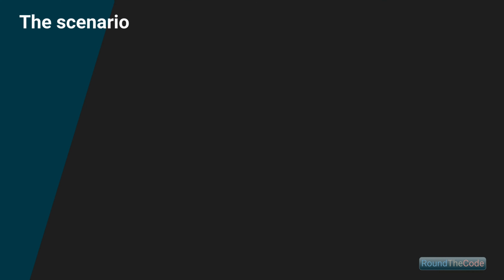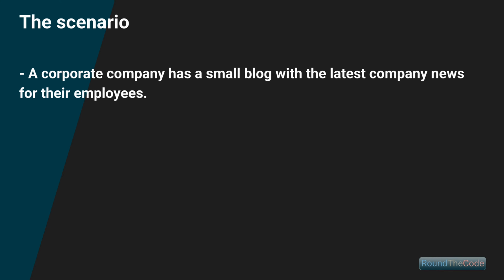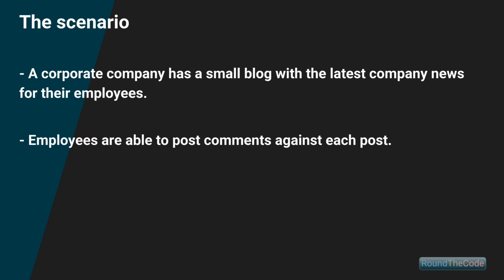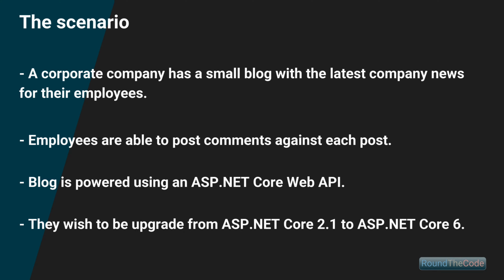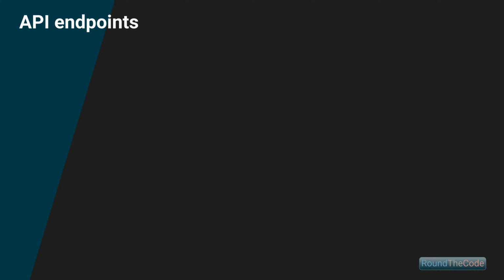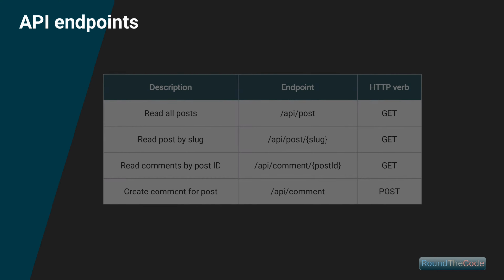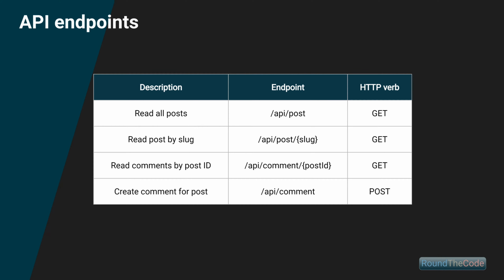So we have this scenario. A corporate company has a small blog where they post the latest company news for their employees. Employees are invited to give their reaction by posting comments against each post. The blog is powered using an ASP.NET Core web API. It has been written using ASP.NET Core 2.1 and they wish to upgrade it to ASP.NET Core 6. The API only has a couple of endpoints which are read all posts, read post by slug, read comments by post ID, and create comment for post.